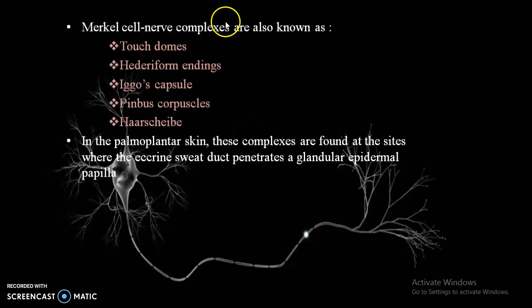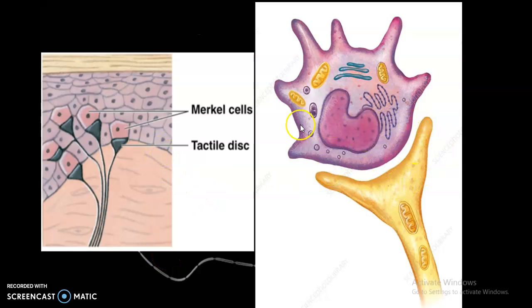The Merkel cell nerve complexes are also known as touch domes, hederiform endings, Eggers capsule, Pinkus corpuscles, etc., which is beyond the scope of this presentation, and you can go through these different types of Merkel cell nerve complexes if you want to know more about them. So this is a diagram showing Merkel's disc and Merkel cells. This is the Merkel cell and this is the Merkel disc, and electrical impulses will be fired through the neurons.